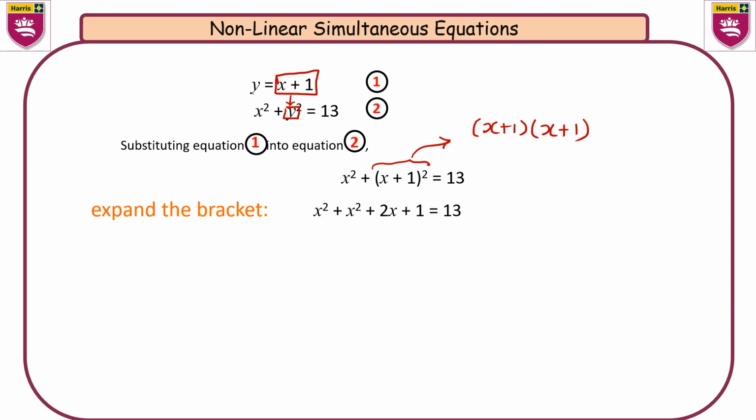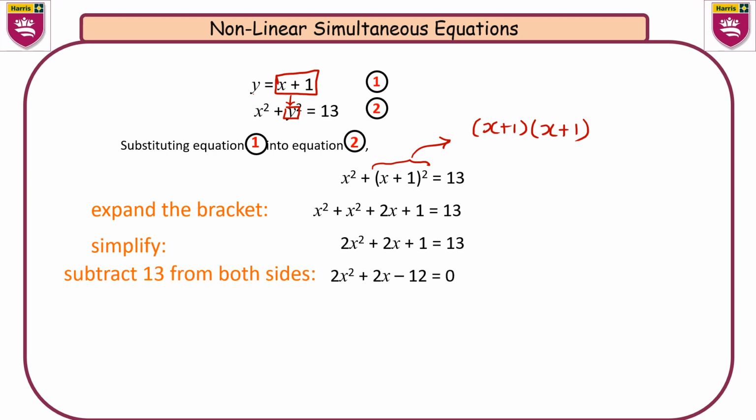So when we expand the bracket, that's going to give us x squared plus 2x plus 1 is equal to 13. Collecting the like terms will give us 2x squared plus 2x plus 1. But now we know we need to make sure that this is equal to 0, because we can't factorize it otherwise. So we need to take 13 away from both sides. 2x squared plus 2x minus 12 is going to be 0.